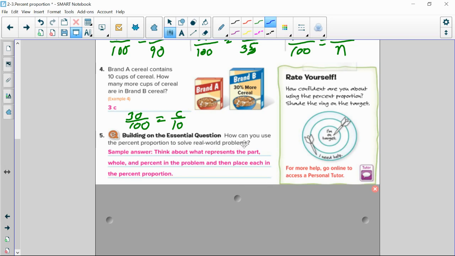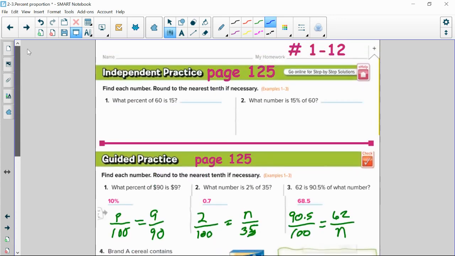And how can you use the percent proportion to solve real world problems? Think about what represents the part, the whole, and the percent in the problem, then place each in the percent proportion. So if you're talking about the original price of clothing, that would be your whole. The part is what you're actually paying, and the percent is the percent you're paying. So if it's 30% off, you're only paying 70%. So those are some real world problems that you would have to deal with and how to put them into their situation. So let's talk homework.